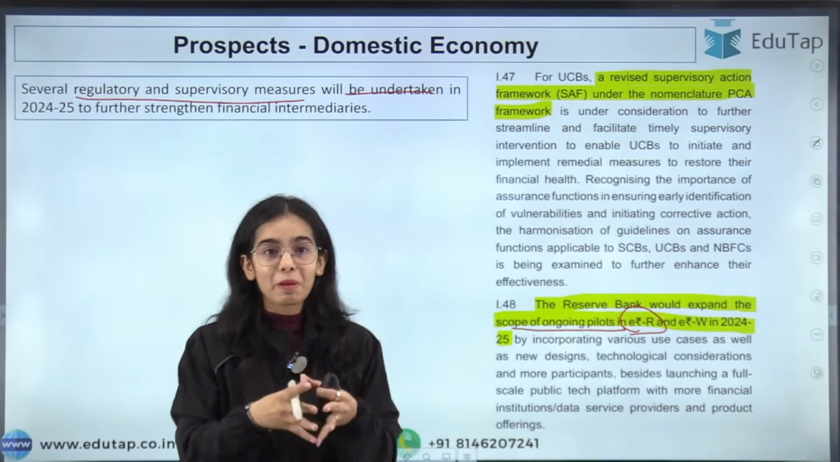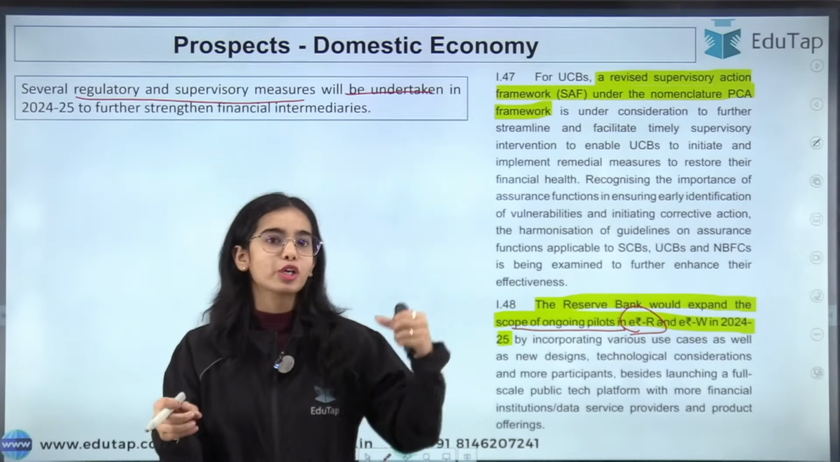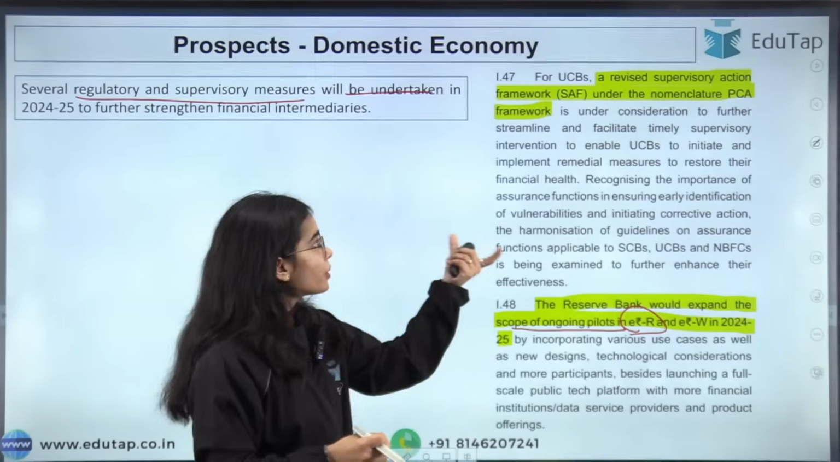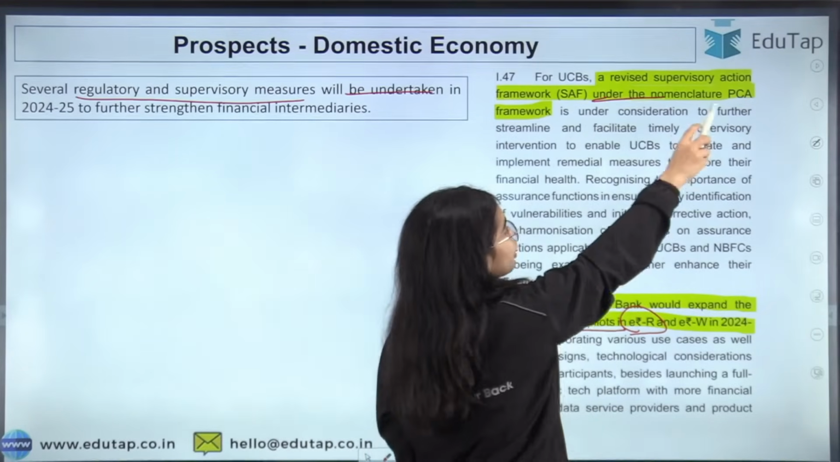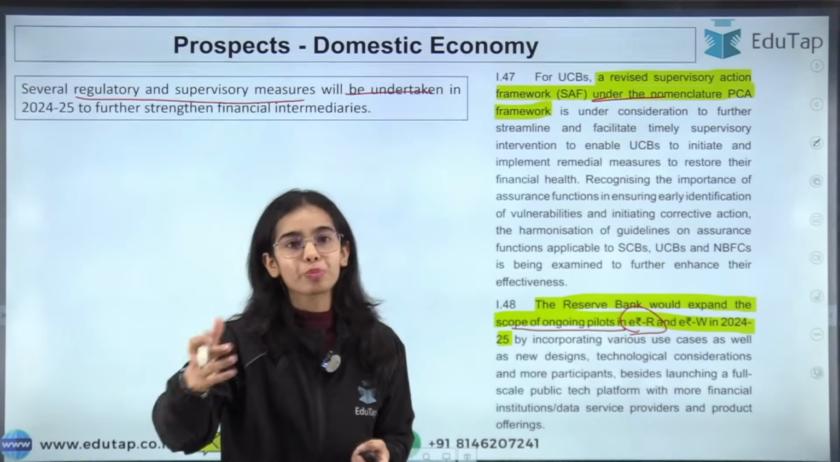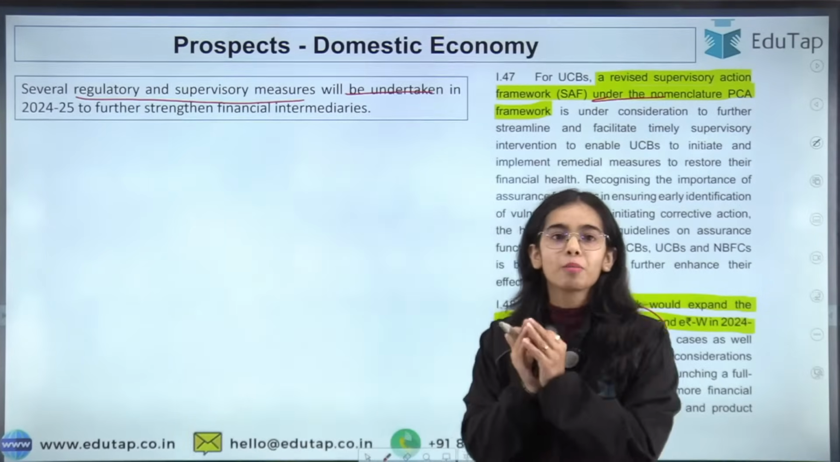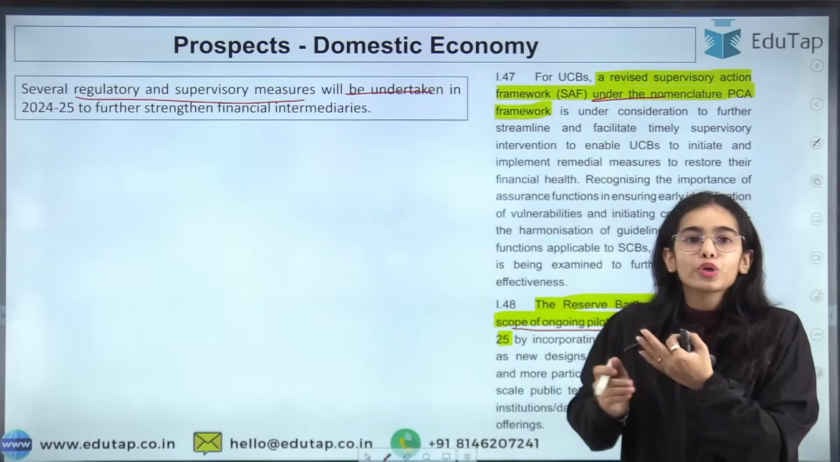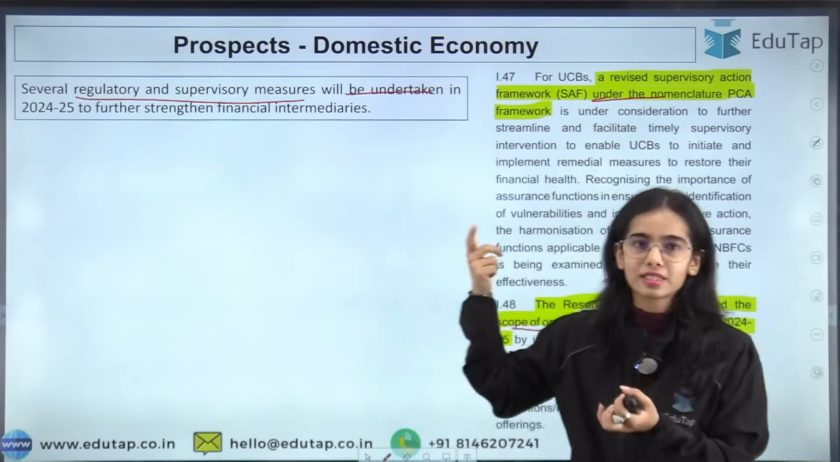We are going to expand the PCA framework, the Prompt Corrective Action Framework, to the urban cooperative banks. So a revised supervisory action framework for urban cooperative banks, under the nomenclature PCA framework, is under consideration, which the RBI is thinking of bringing for the UCBs. When it comes, I will take a full session, but this is what the RBI is going to do in the coming year, that is 2024-25. So that is the prospect.